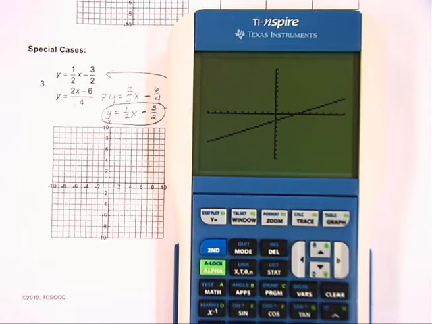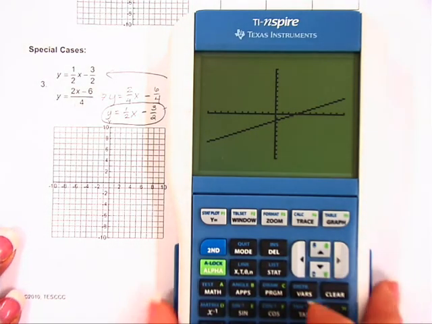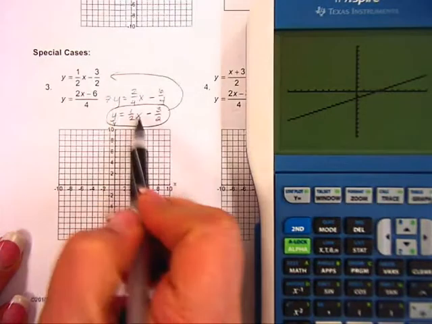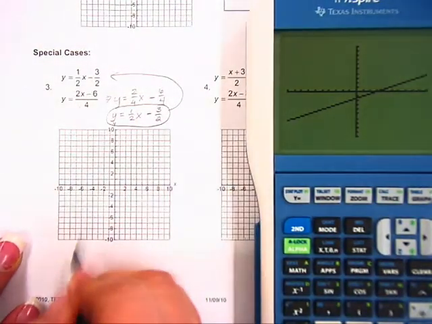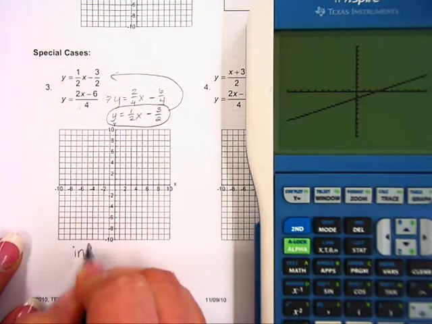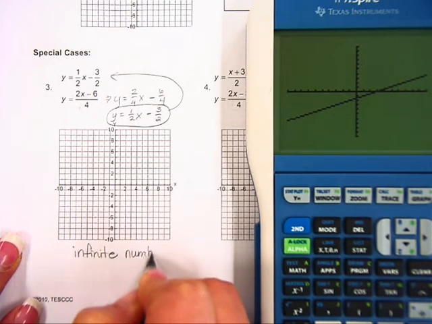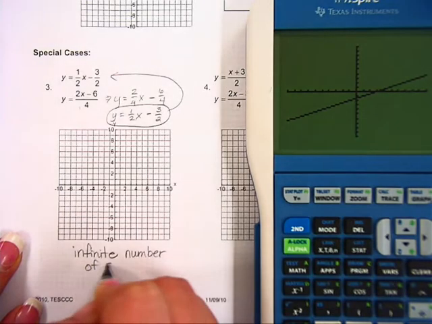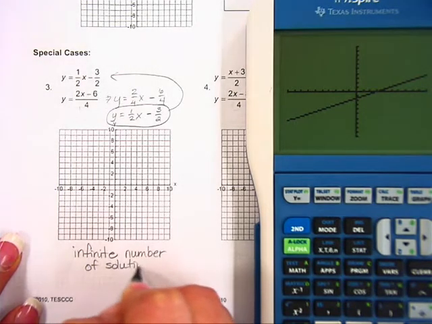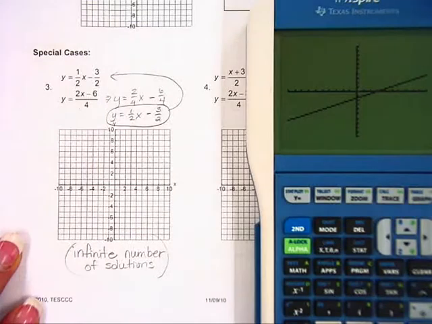Infinite number of solutions because they're laying on the same line. They're touching at every point they can possibly touch. So in this type of situation, when you get one line, it's the graph of the same line, so your solutions are an infinite number. Okay, and that's how you'll answer that. Any questions about that one?